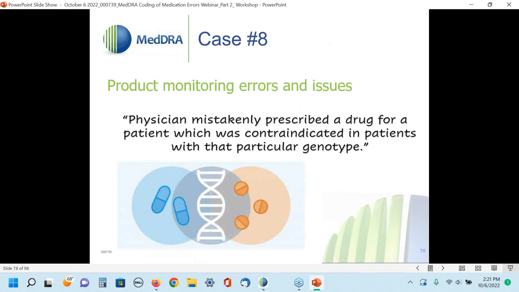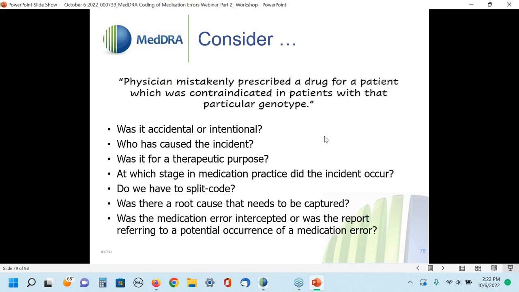Physician mistakenly prescribed a drug for a patient which was contraindicated in patients with that particular genotype. So we're talking now about pharmacogenetics. Is there something about your genotype that speaks to why you would or potentially would not benefit from a drug, or whether you would or would not be more likely to develop a side effect?